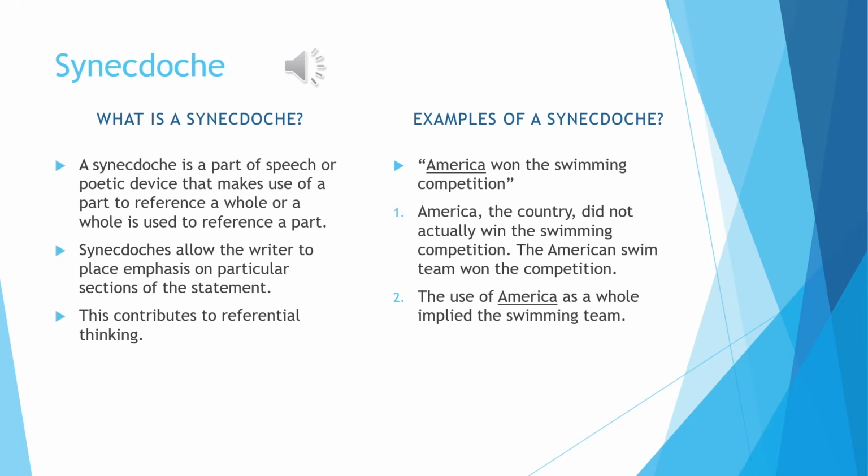But we know, due to referential thinking, that when we are using the term America, we're using it vaguely. We're actually not implying the whole of America, we're implying the swimming team, the American swimming team. So when we say America won the swimming competition, what we're really trying to say is that the American swimming team won the swimming competition, right? So this is another one of those referential thinking poetic devices. This specifically allows the writer to place emphasis on particular sections of the statement.